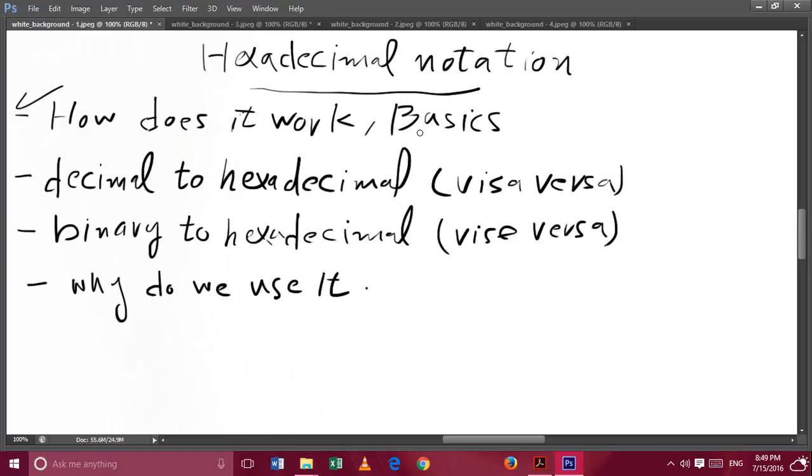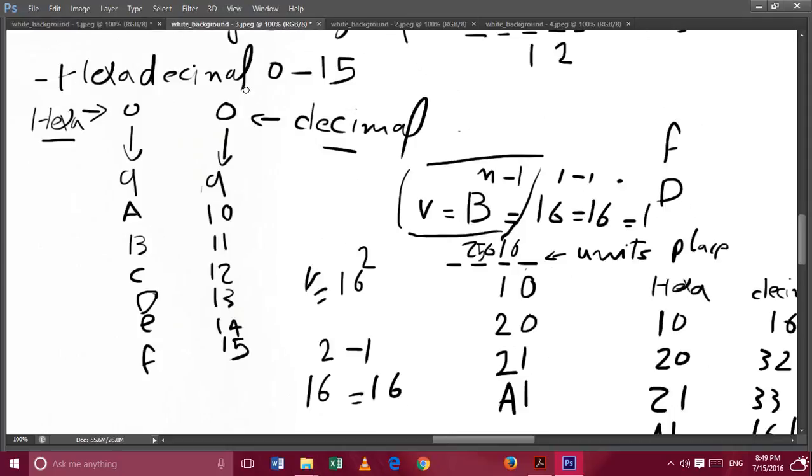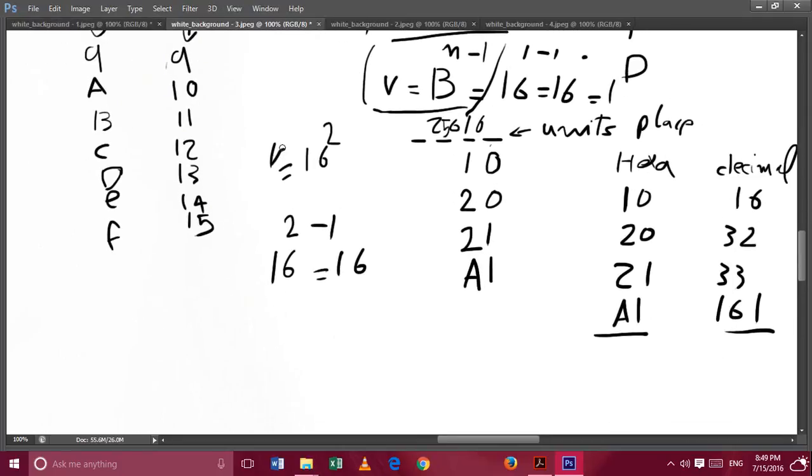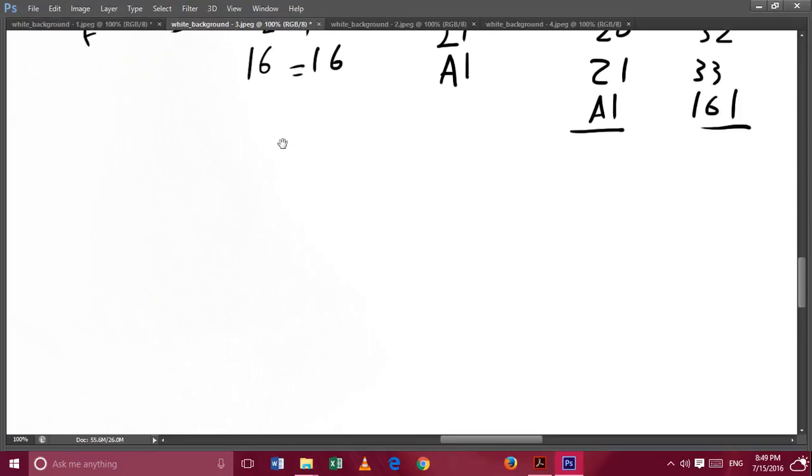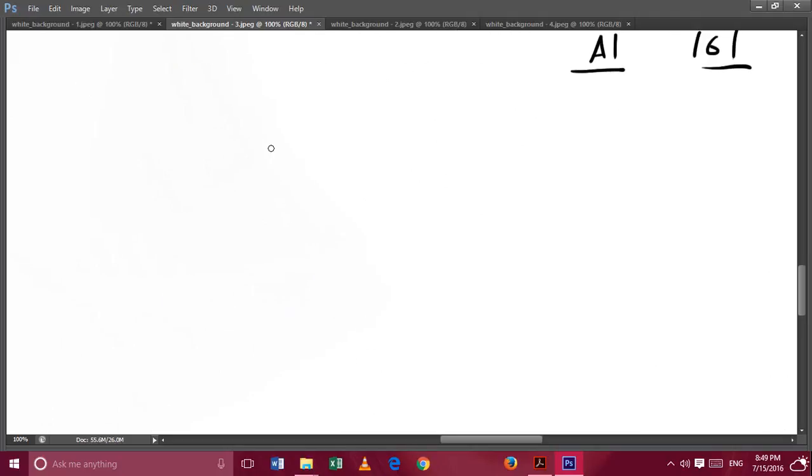Okay, so now that I think that we have covered the basics, how it works, now we need to go to the second element on our list, which is how do we convert from decimal to hexadecimal? To convert from decimal to hexadecimal, we are going to follow a 3-step algorithm.